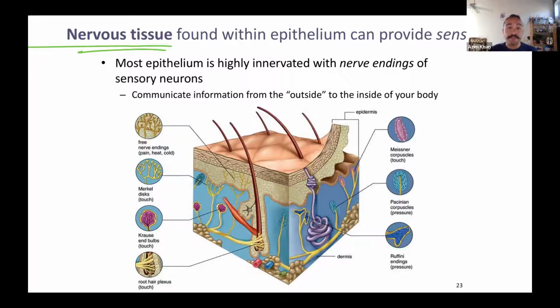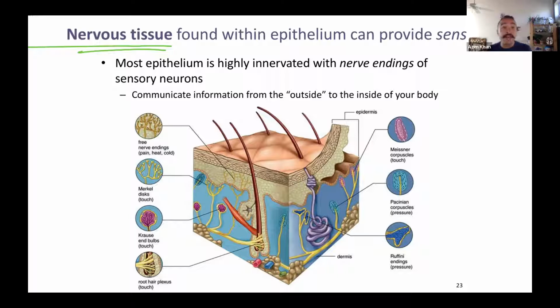Like, what's the temperature of your skin? Is something touching you? Are you itchy? Are you in pain? You need nerve endings, little branches of nervous tissue, to reach the surfaces of your body, whether it's your outer skin or lining your tracts, in order to sense these things.